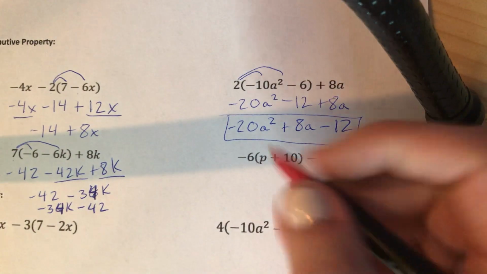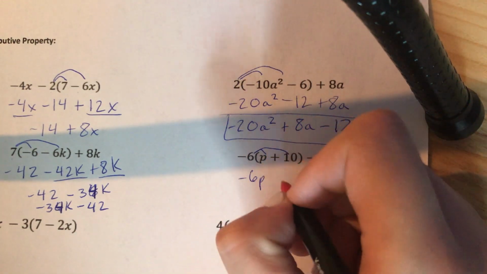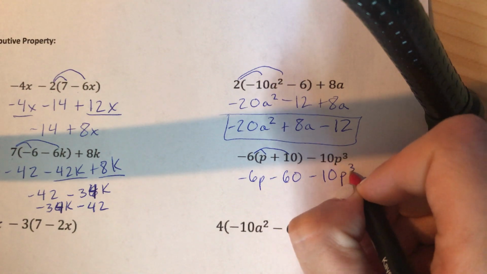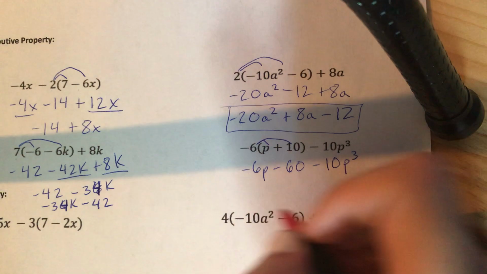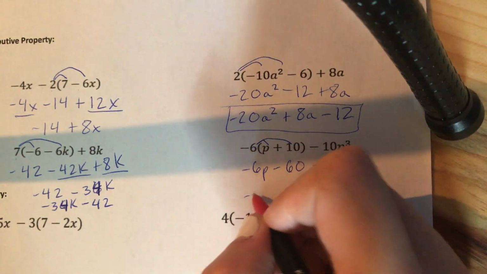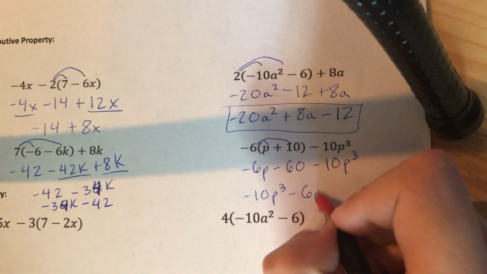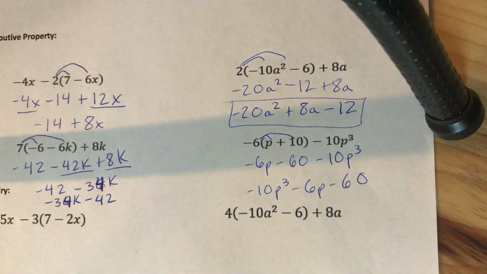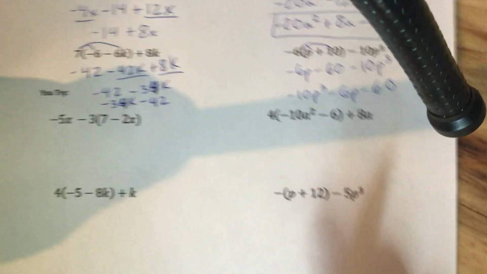Okay, now for this next one, I'm distributing the negative 6, negative 6p minus 60 minus 10p to the third power, or p cubed. And then again, I can't combine anything, so I'm just going to rearrange with the highest power first. And that is my final answer. All right, so you guys can pause the video and try these last 4, and then we will be done with this lesson.